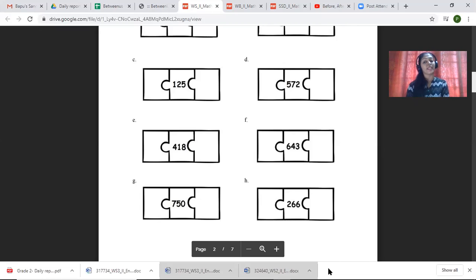Now let's go to the next number. What comes next? What comes after 266? It is 267. Very good. So I hope you have written it properly and you got it all correct. If you have got it all correct, then you have to put a star there for yourself. Okay, give a star for yourself.